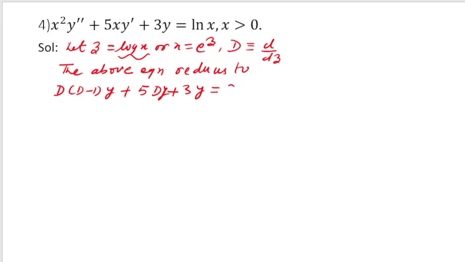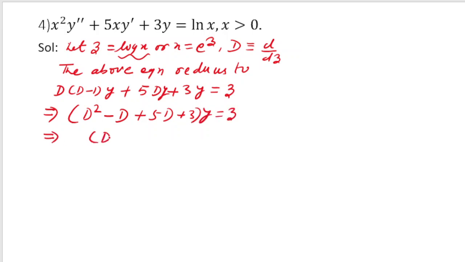We are substituting z for log x, so I will write z. Now simplify this, so it is D² − D + 5D + 3y = z. Now this will become D² + 4D + 3y = z. Now we have to solve it further. So what is this equation?